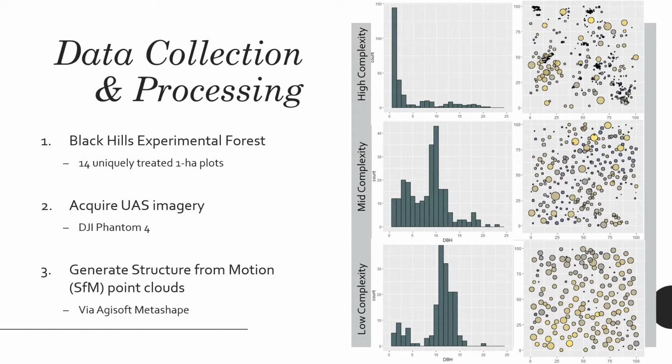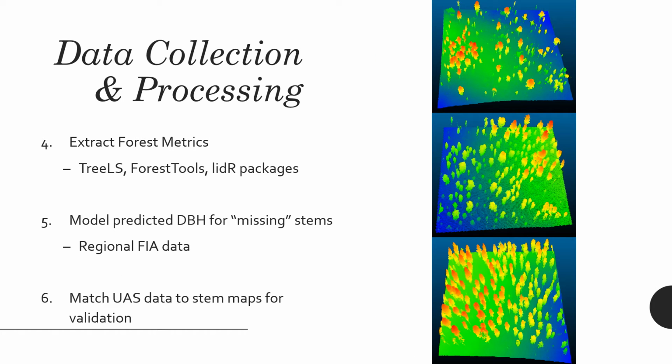So using a DJI Phantom 4, we flew a crosshatch pattern at 80 meters altitude and collected images with 85% overlap. We then stitched those images together and generated point clouds using Agisoft Metashape. From there, we then extracted forest metrics from those point clouds in R. However, we weren't always able to pull DBH directly from those point clouds, so we also used regional FIA data to create a model to predict those missing values. We then took all of that and matched it onto our STEM maps for validation.